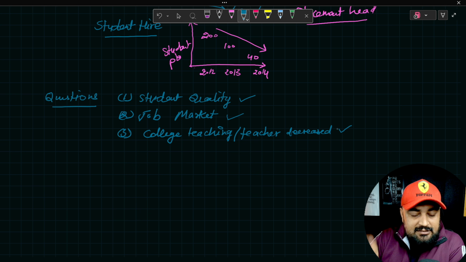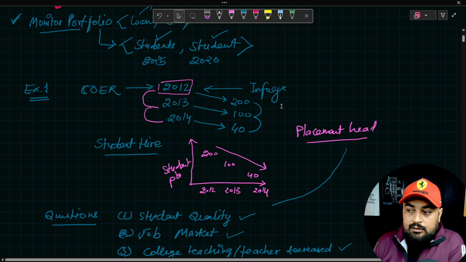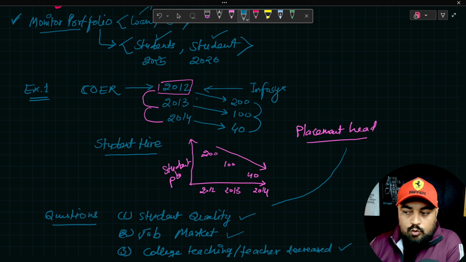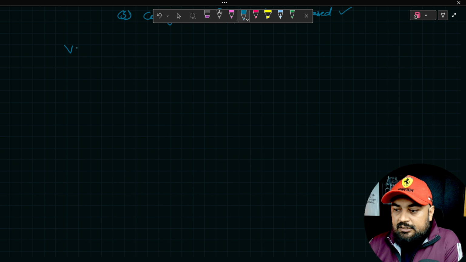But because of this analysis, the placement officer, this head, now has a reference point of which year this started falling. So they can analyze all those years. Okay. Now each batch is considered a vintage. So now you understand vintage. Okay, I hope this is clear.